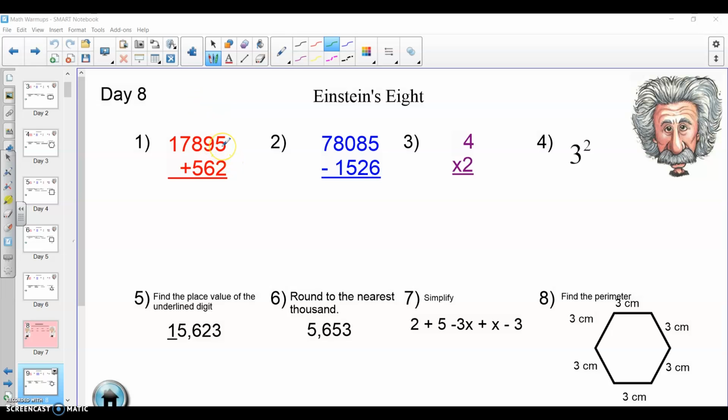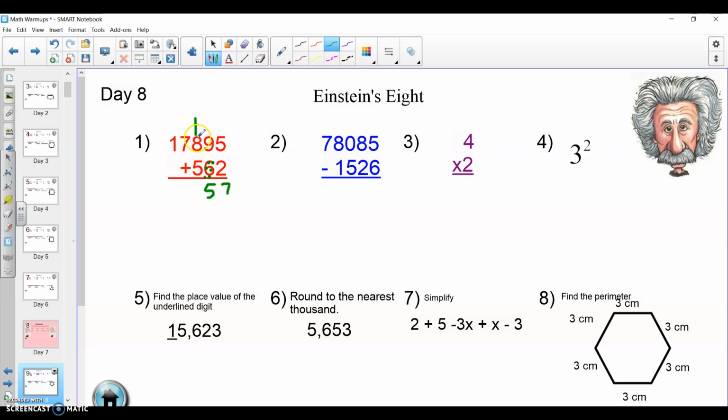All right, so number one is an addition problem. I'm going to start over to the right side. 5 plus 2. All right. 9 plus 6. 9, 10, 11, 12, 13, 14, 15. You can only put your 5 down because you have digits in the hundreds place or to the left.